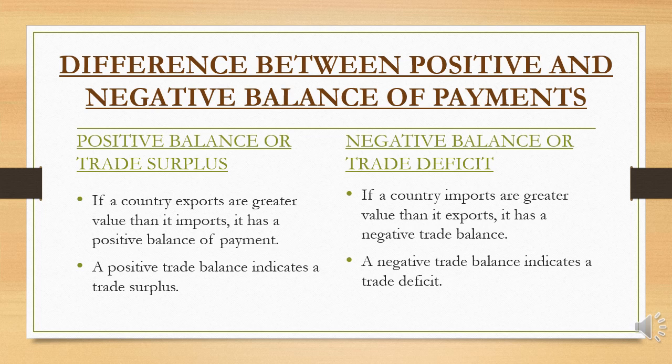Positive balance or trade surplus. If a country exports a greater value than it imports, it has a positive balance of payment. A positive trade balance indicates a trade surplus. Negative balance or trade deficit. If a country imports a greater value than it exports, it has a negative trade balance. A negative trade balance indicates a trade deficit.